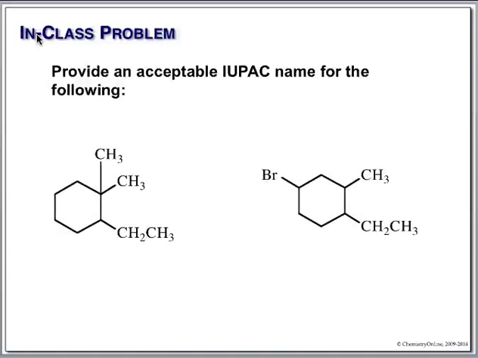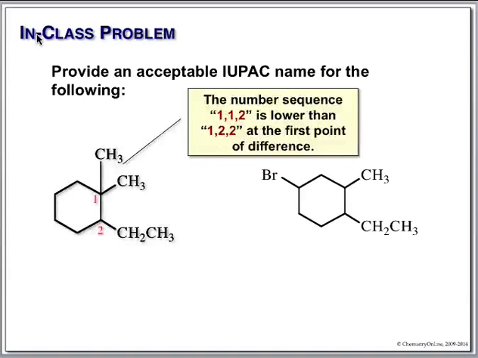Our first compound here, we have ethyl and we have two methyls. Alphabetically, ethyl would come first. But remember, the first rule is lowest number at the first point of difference. So something that you just remember: if we have two things on one carbon, that's pretty much going to be carbon number one, because that's going to give us a 1-1 in the name. This is carbon 1, this is carbon 2. Again, the number sequence would be 1-1-2 or 1-2-2. 1-1-2 is a lower number sequence.